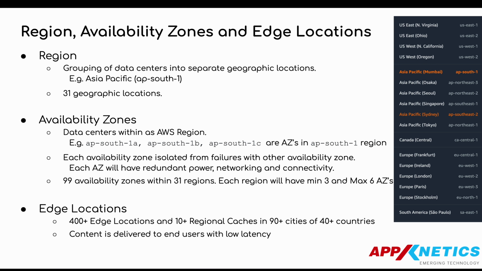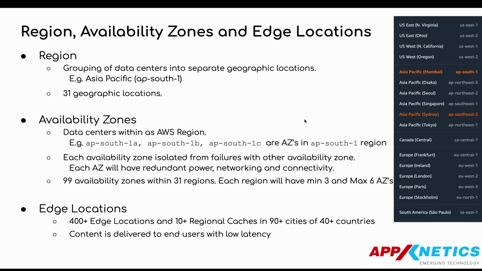The next topic is regions, availability zones, and edge locations. What is a region? A region is nothing but a grouping of data centers in separate geographic locations. For example, Asia Pacific, which is also called AP South 1. There are 31 geographic locations all over the world where regions are available. If you see the screenshot on the right side, these are the regions available in AWS.